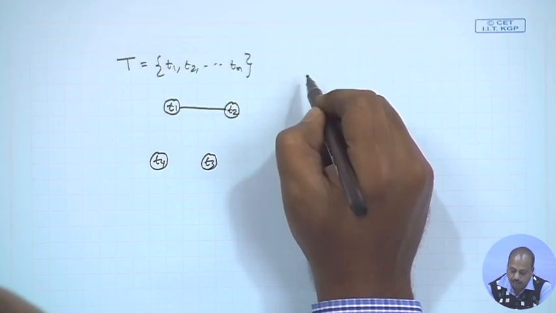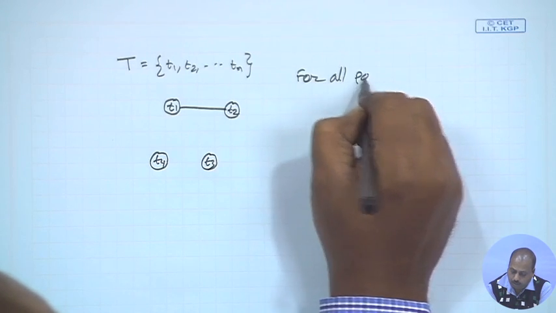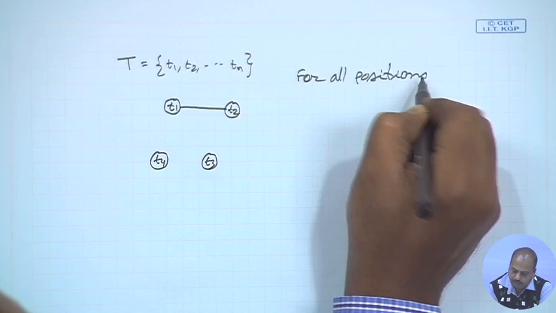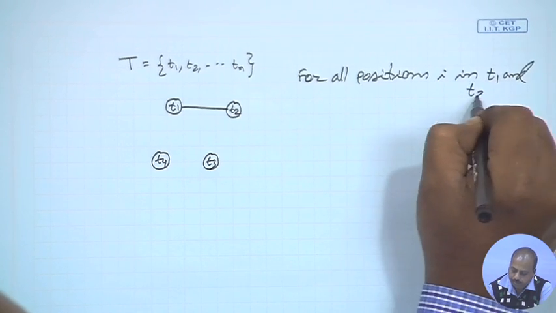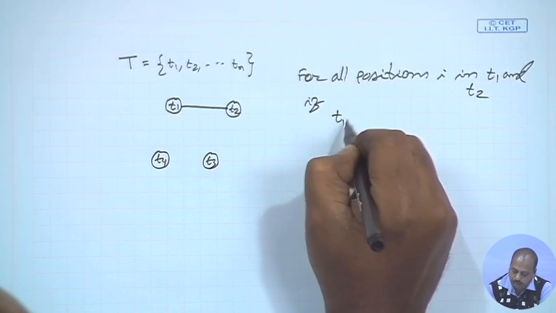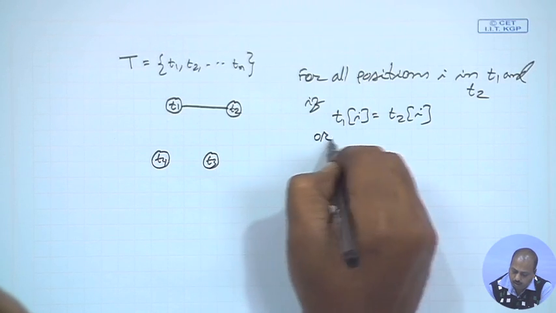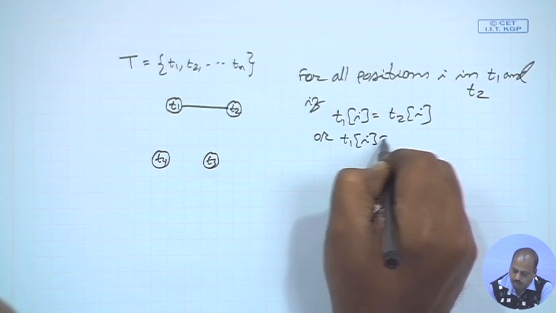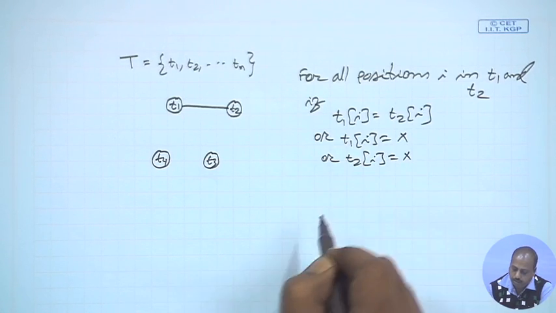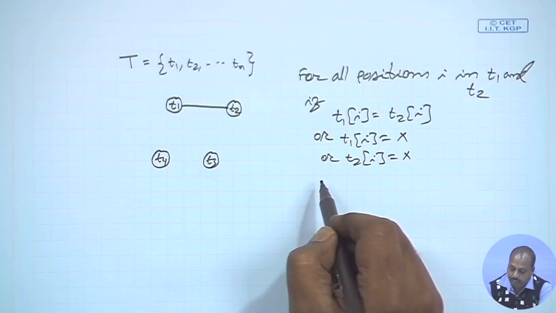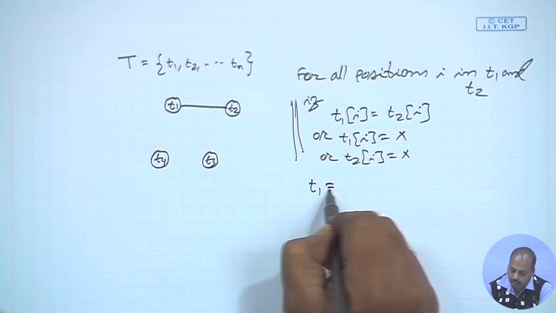So, compatible means for all positions i in T1 and T2, if T1i equals T2i, or T1i equals do not care, or T2i equals do not care. So, if any of these three cases occur for all positions, then we say that T1 and T2 are compatible.